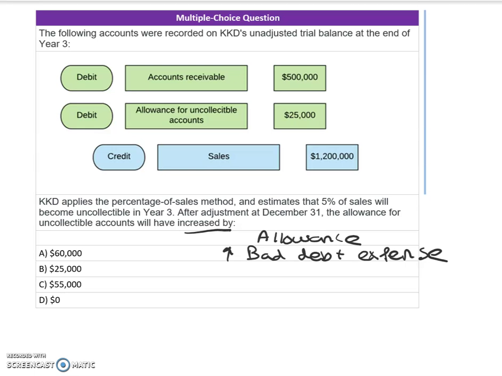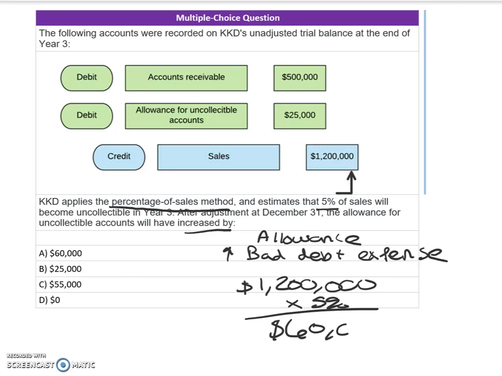So this is what is going to be increasing our allowance. So we know here what else? We know that we're using the percentage of sales method. So this is going to be an income statement approach. We're estimating that 5% of our sales are uncollectible. So 5% times 1.2 million is what? 60,000. So plain and simple, bad debt expense is what's going to be increasing the allowance.